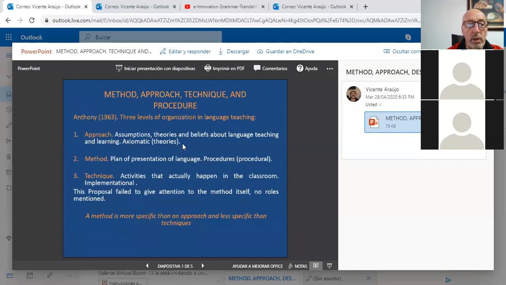However, this proposal didn't succeed. This proposal failed to give attention to the method itself, to include more things about the method, to explain more things about the method, to talk about the roles of teachers, students, materials, and those things. So a method is more specific than an approach, but less specific than techniques.